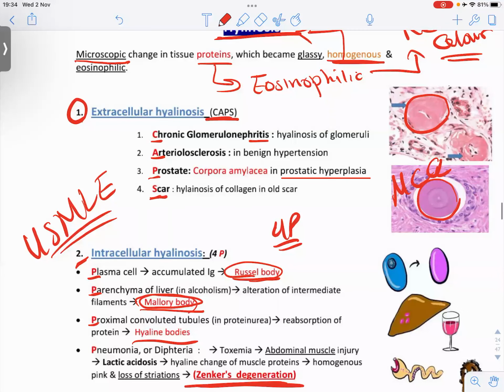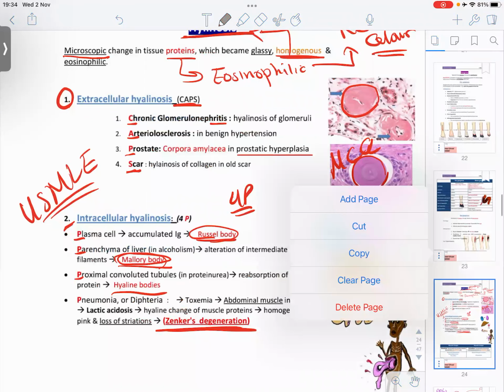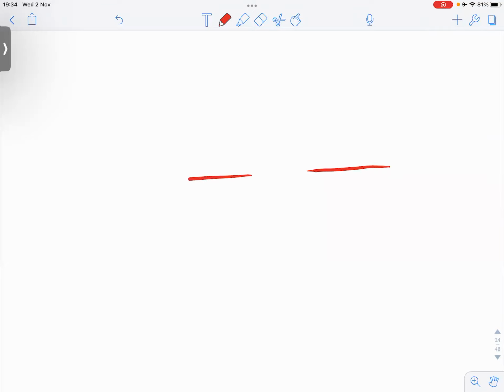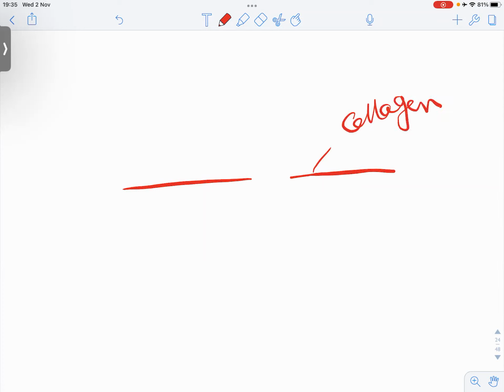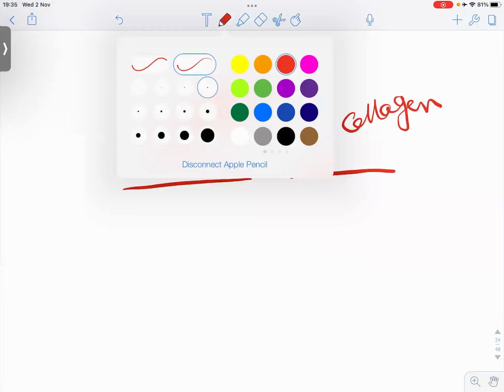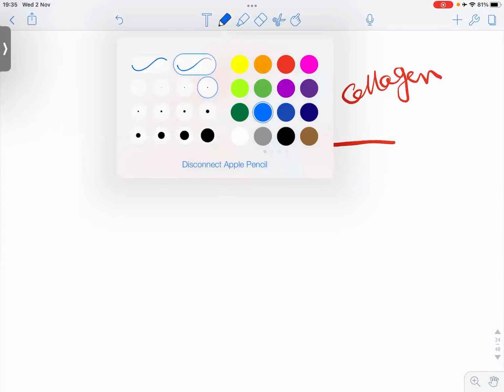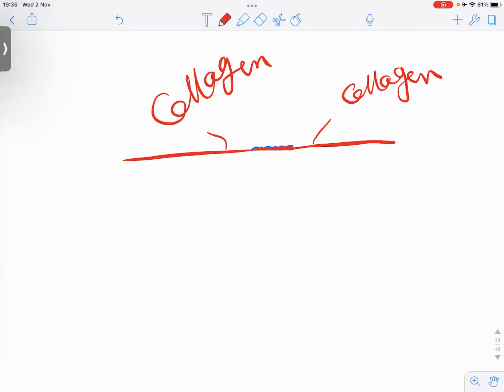The last example is scar. This is the skin tissue, and here we have collagen, and here we have collagen. And we know in scar, if you have a wound, the collagen will start to regenerate normally and then form normal tissue.